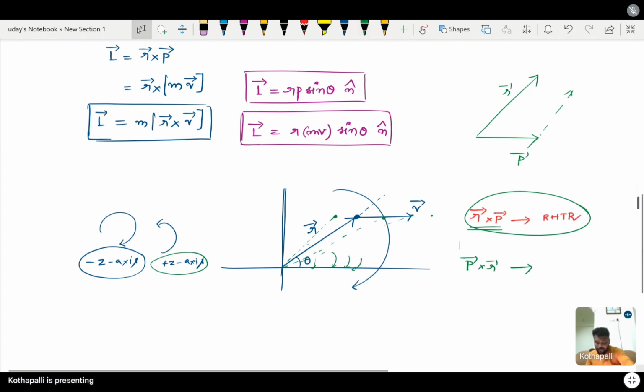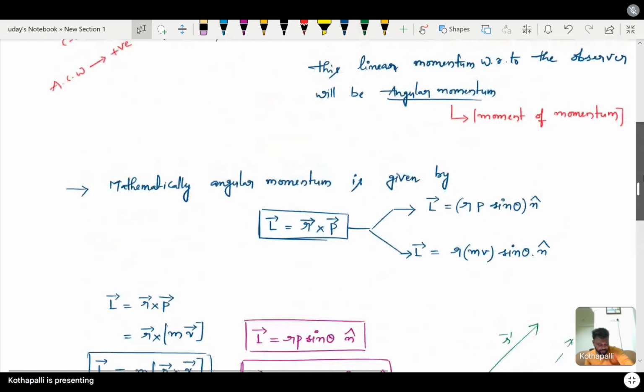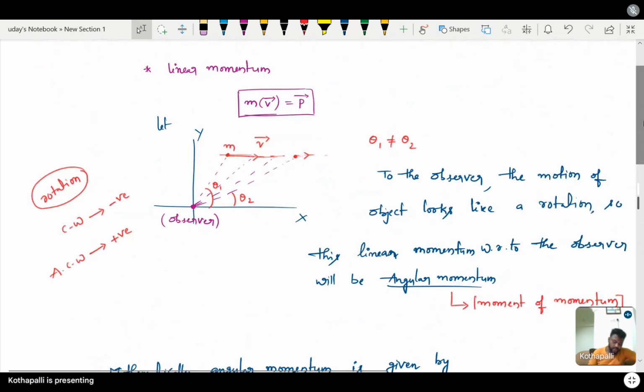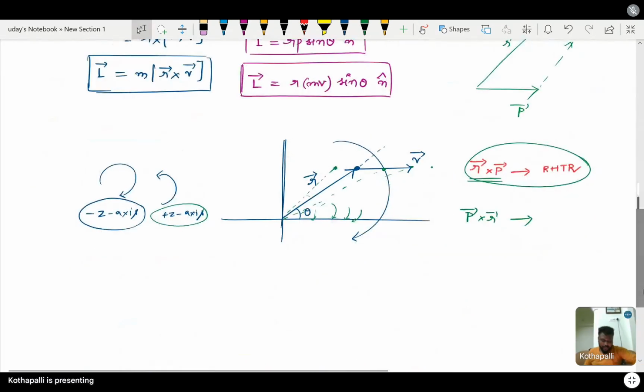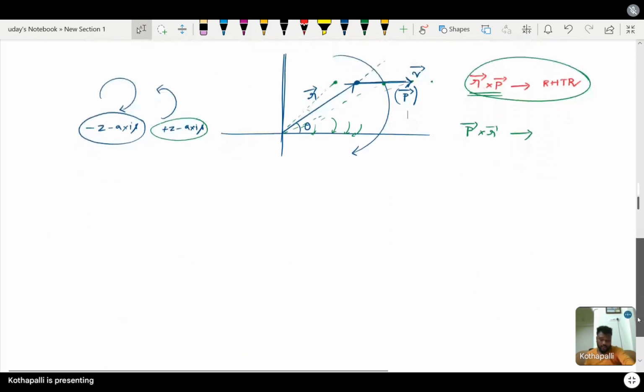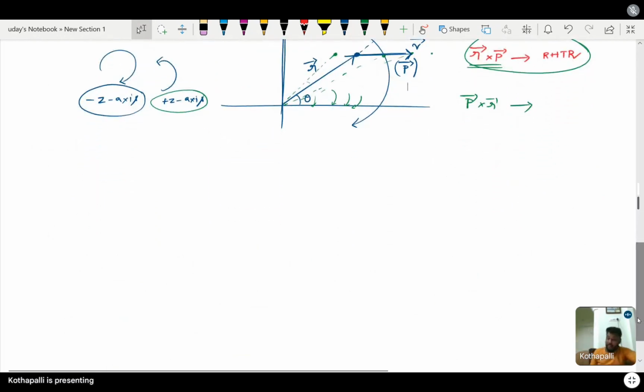Okay. Now see this situation. At any instant, as I told you, this is the position vector. At that instant, this is the velocity vector, which means we can also consider the p vector. Now, by using some vector rules, let us calculate some other different expressions of this angular momentum mathematically.